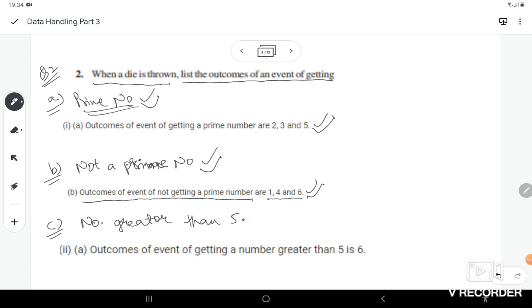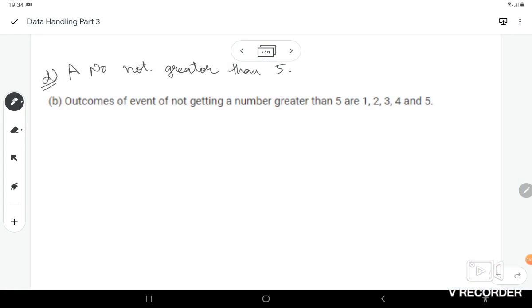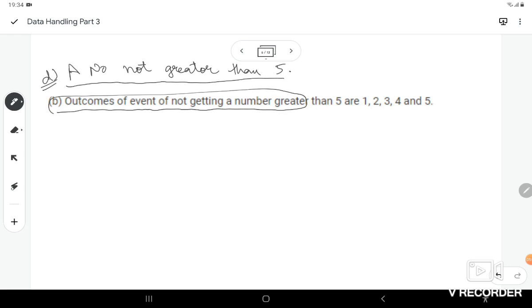When a dice is thrown, the outcome of the event of getting a number greater than 5 is only 1, that is when 6 comes. Next part says a number not greater than 5. So the outcomes of the event of not getting a number greater than 5 are 1, 2, 3, 4 and 5.